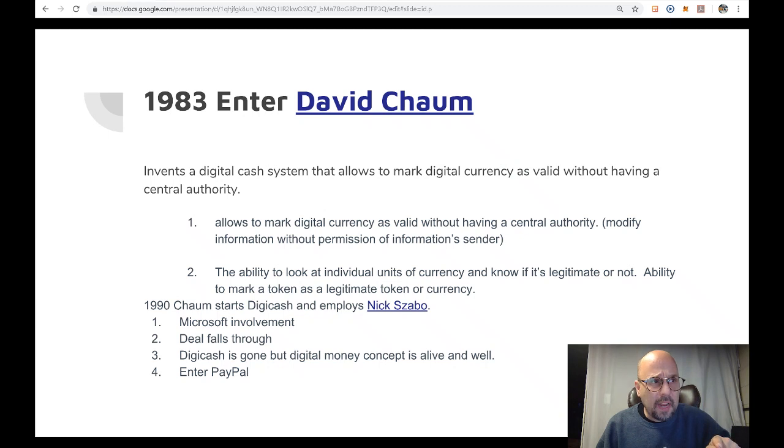So interestingly enough, after the Microsoft deal fell through, Digicash kind of went bankrupt, and it kind of just fell to the wayside. Even though it did fall to the wayside, we were still thinking about this concept of digital money, but something new actually caught traction at this point, and that was PayPal. So let's talk about that.